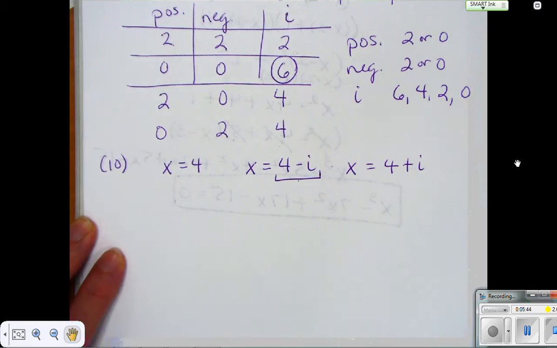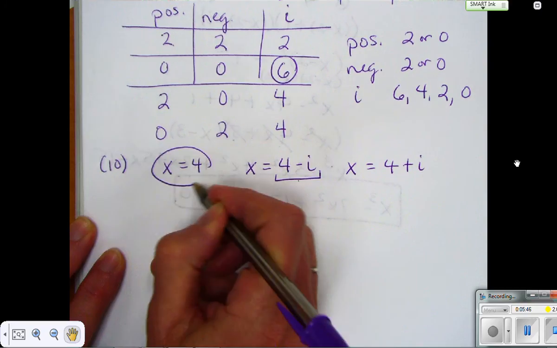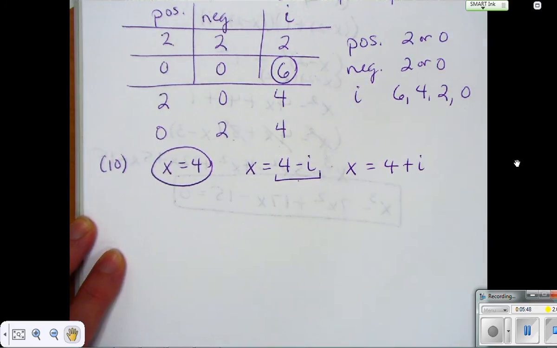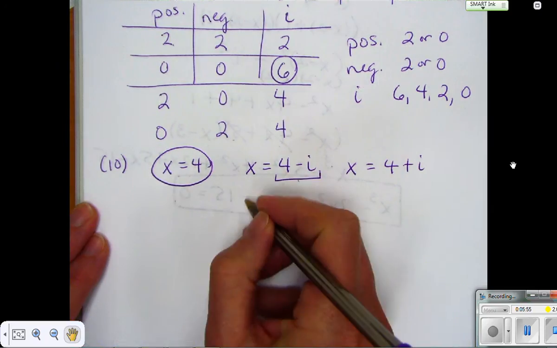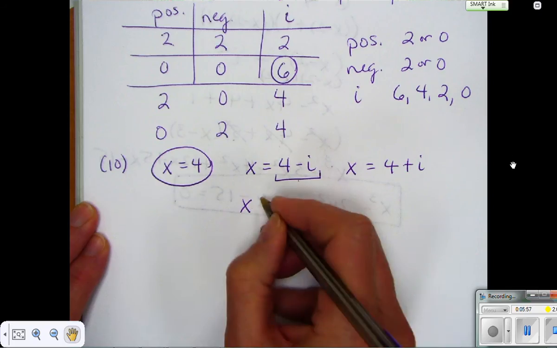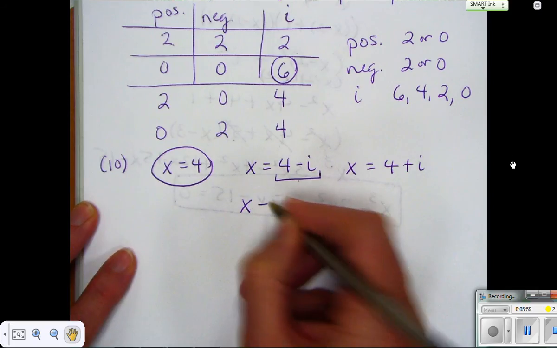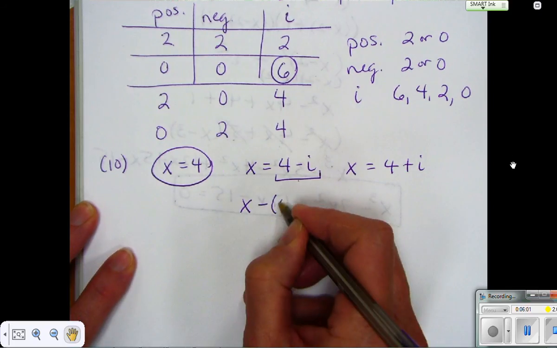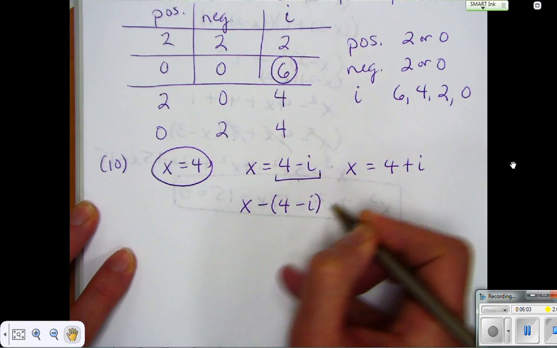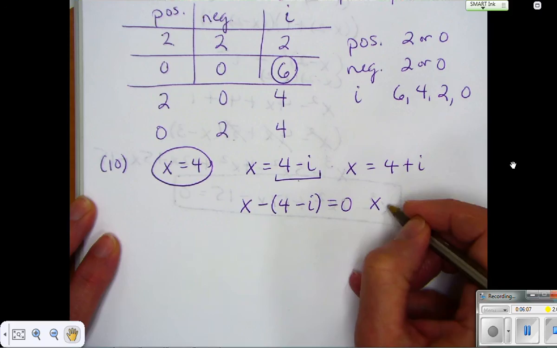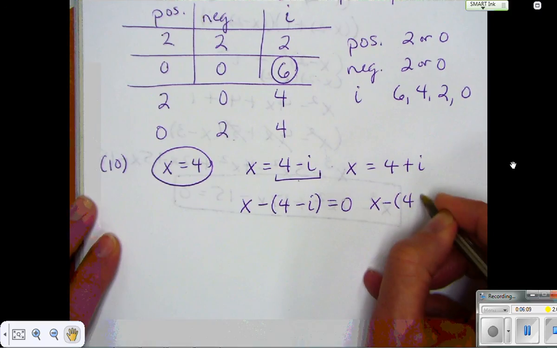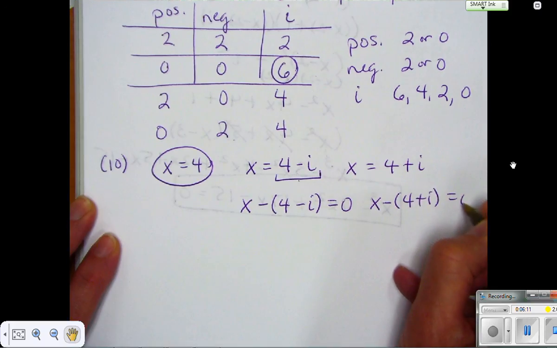Okay, so I'm going to leave this x equals 4 alone right now, and I'm just going to work with those two complex roots. So I'm going to set them both equal to 0. So when I move them to the left side, I'm going to subtract, and I'm going to put a parenthesis around 4 minus i and set it equal to 0. And then do the same thing with the 4 plus i. I'm going to subtract it, but I'm going to put parentheses around that 4 plus i because I'm subtracting the whole thing, not just the 4.